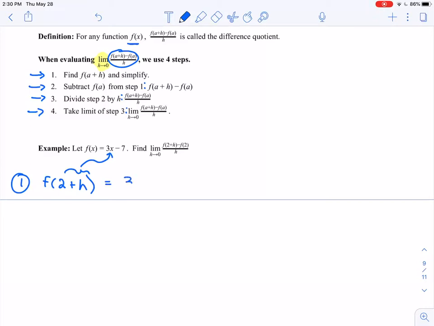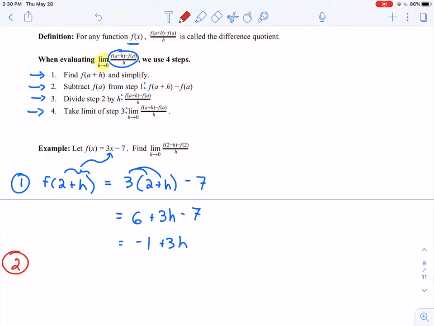So here I'm going to have 3 times 2 plus h minus 7, and I'm just going to try and simplify this as much as I can. So I'll distribute my 3. Let's see, I've got 6 plus 3h minus 7. So let's see, I've got negative 1 plus 3h, or 3h minus 1. And as soon as you get to a point where you can't simplify this further, you can't combine any like terms or anything like that, that means you're ready to move on to the next step here.